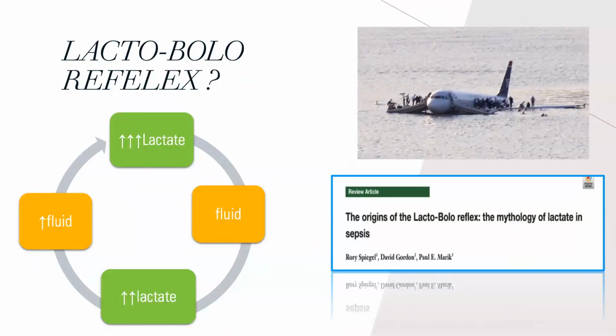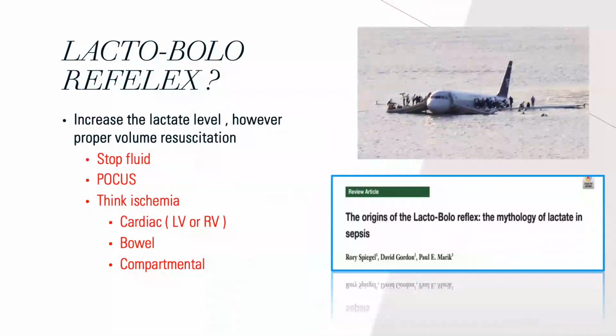This is in situations like ours. When you are treating a shock patient and giving fluids and the lactate is not improving, think ischemia. Stop fluid, do your focused assessment of the RV and LV, and even search for hidden sources of sepsis. If everything is okay, think ischemia. So if lactate is rising despite boluses, think ischemia.